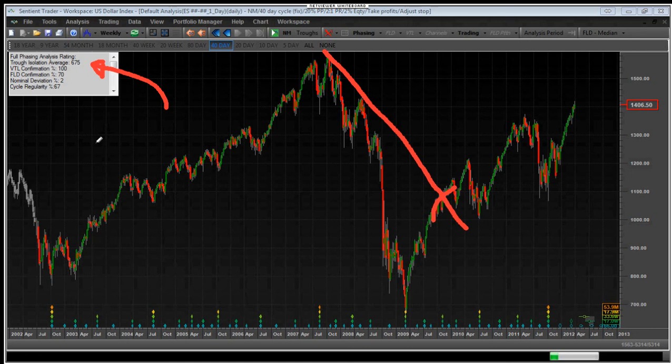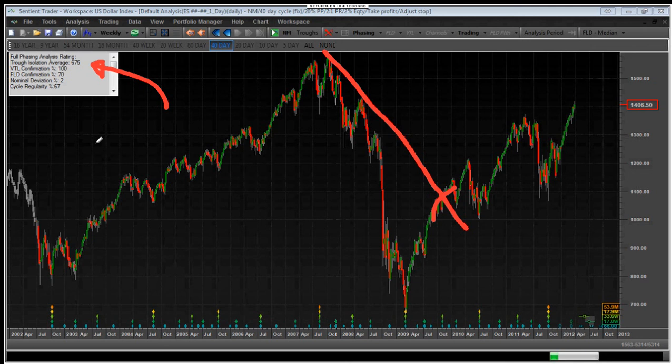An FLD confirmation percentage of 70% is okay. It's not very good. It's an okay confirmation. Okay, so that's the FLD confirmation. The other pieces of information that are provided in the phasing analysis rating are the nominal deviation. What percentage do the length of the cycles that have been found in this analysis deviate from nominal? Nominal are the cycles that we are expecting to find in this market. Okay, according to the nominal model that is used, which is simply the list of all the cycles that are used to perform this analysis.